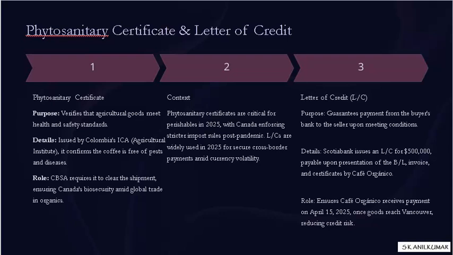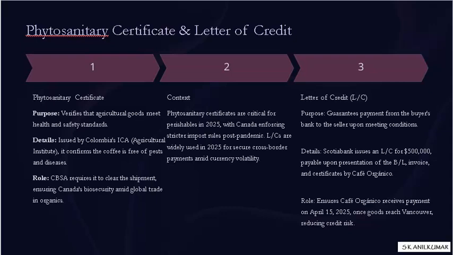What is a letter of credit? The letter of credit is the document that ensures payment for the party. It guarantees payment from the buyer's bank. The seller is happy if he is able to submit the desired documents and meet the defined terms and conditions. Scotiabank issues the LC for 100,000. It is payable against submission of documents.